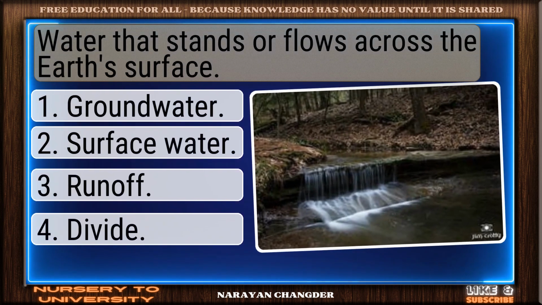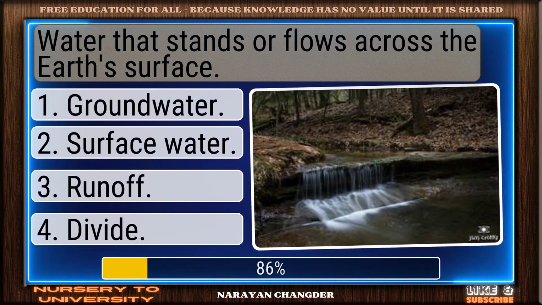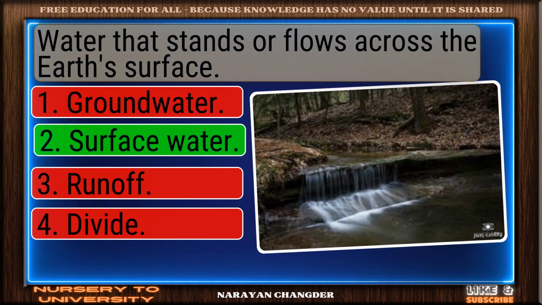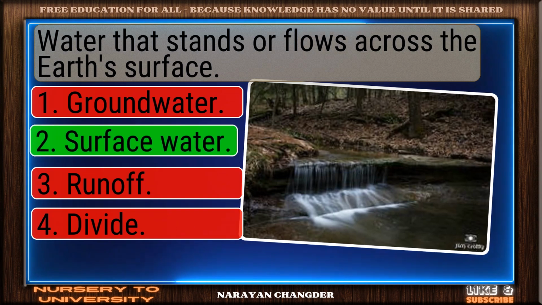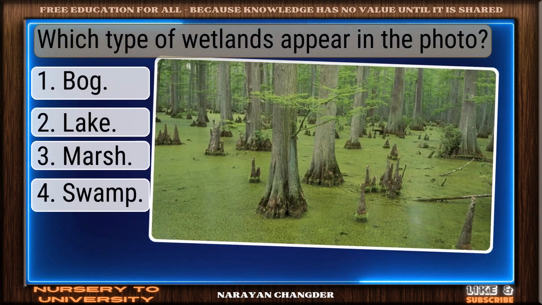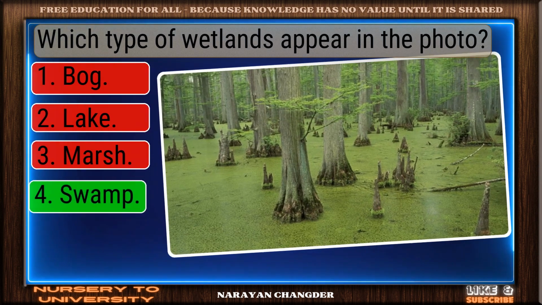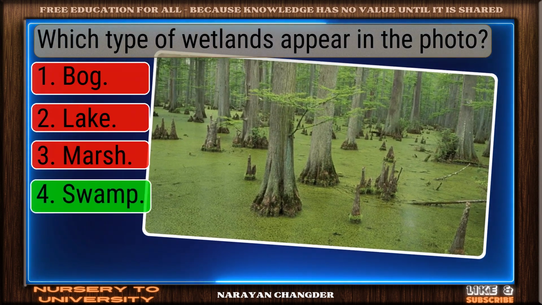Water that stands or flows across the Earth's surface. You got it. Your choice, surface water, is right. Which type of wetlands appear in the photo? Smart pick. Swamp is the correct choice.